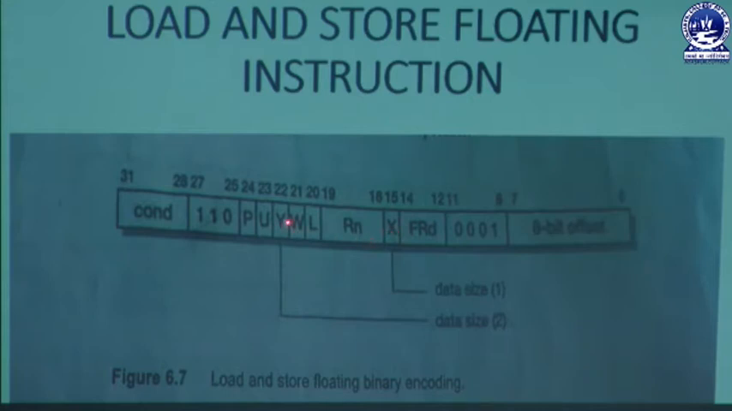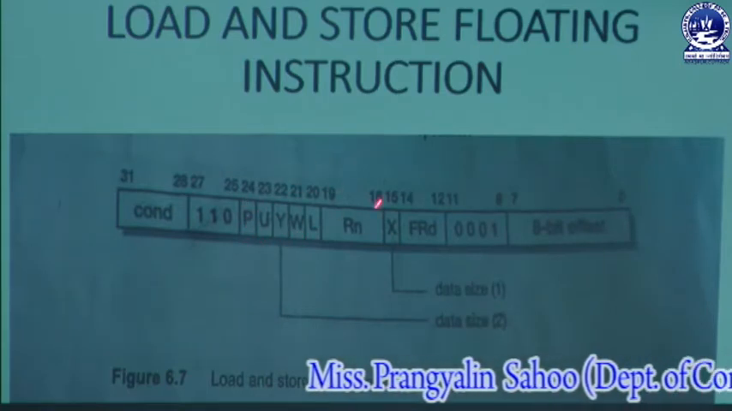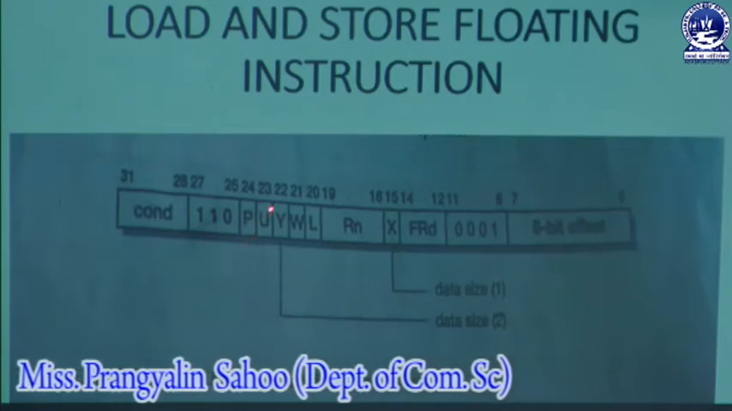Here the Y bit specifies that the data is provided in single precision format. U specifies that the data is provided in double precision format. P specifies that the data is to be executed in packed decimal format.